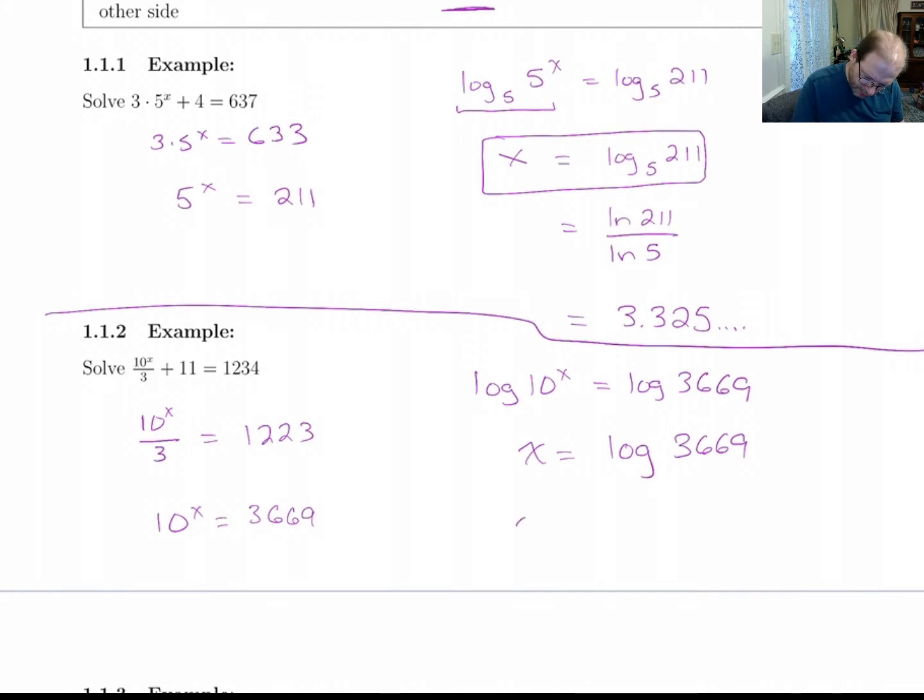Okay, I was wrong. I get 3.564, etc. Anyway, we knew it was going to be between 3 and 4, and sure enough, it is 3 point something.